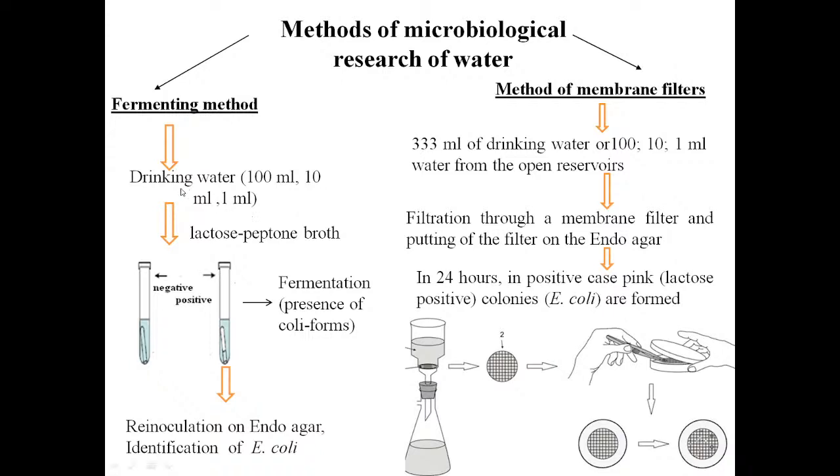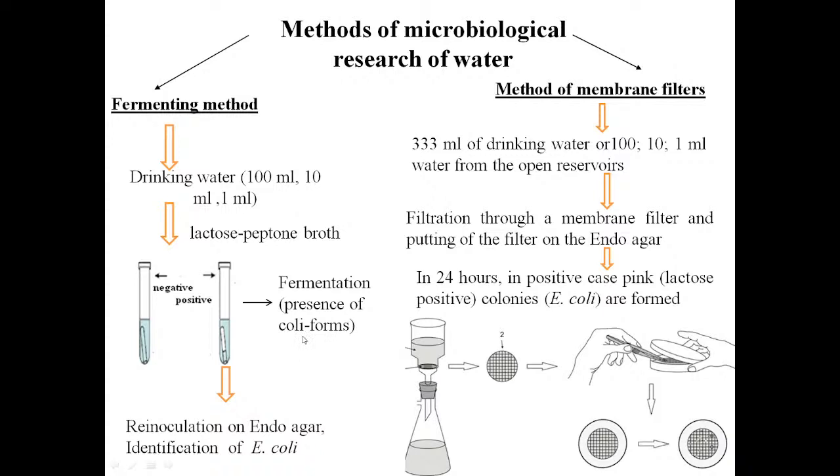Then we inoculate. We add this water to lactose peptone broth. Lactose peptone broth is a nutrient medium that consists of lactose and peptone. And we should incubate in a thermostat at the optimal temperature, 37 degrees Celsius, for 18-24 hours. These conditions are also used for incubation of all bacteria. After 1 day, after 24 hours, in a positive case, we can see fermentation: lactose is fermented, and we can see that bubbles of gas are present. This result of lactose fermentation shows the presence of coliforms.